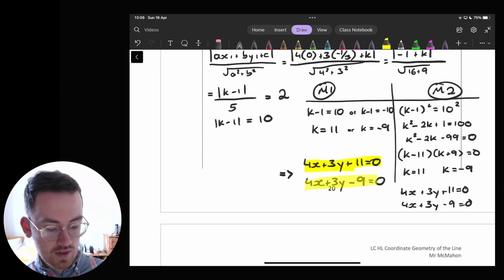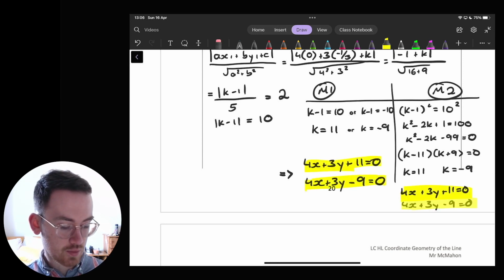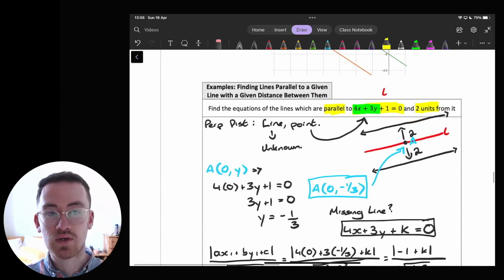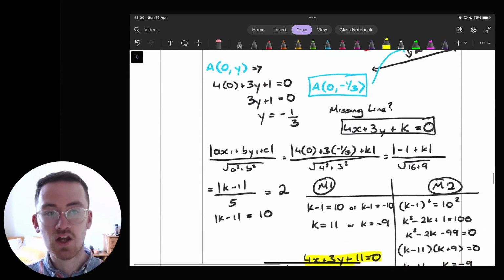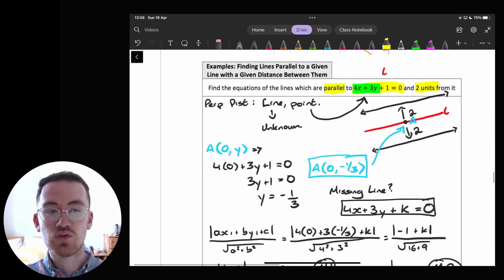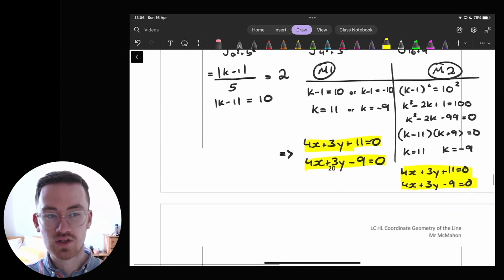So these are my two lines that I've ended up with. And that's what we were asked to find, the equations of the two lines that are parallel to this given line and 2 units from it. So those are the two equations of those two lines then.